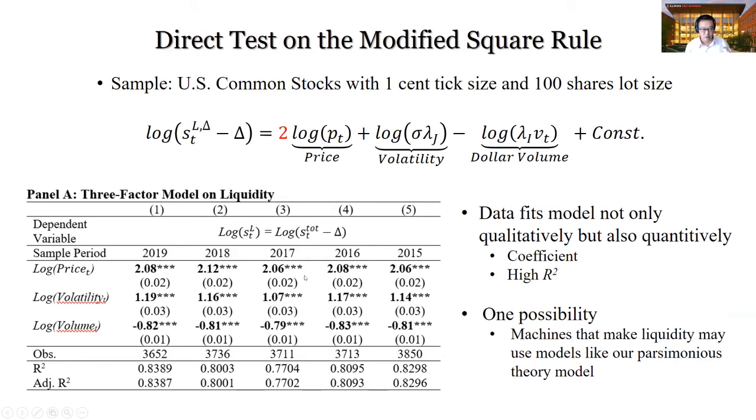If you look at this regression in 2019, you will find, first, that the square root works, so the coefficient is almost 2. Second, the R square is very large, about 84%. So the data fits the model not only qualitatively, but quantitatively. Why? Lots of people ask, what is big data? What is machine learning? In our world, machines make decisions. I guess we partially recover some liquidity-making algorithms. That's the reason our model fits so well.